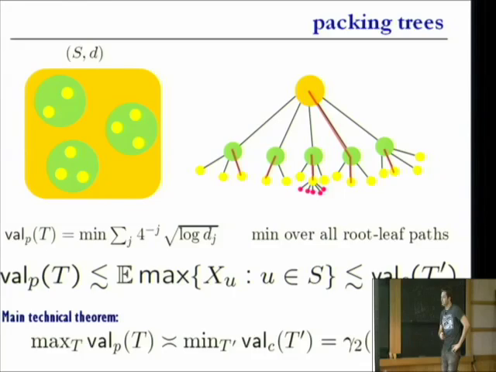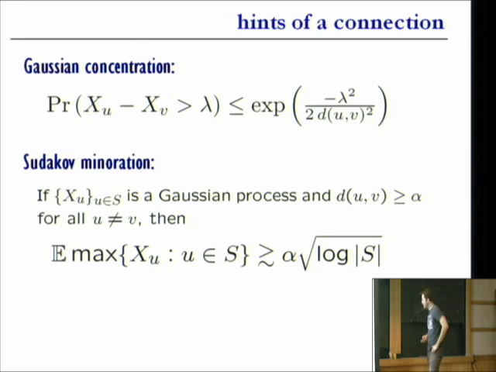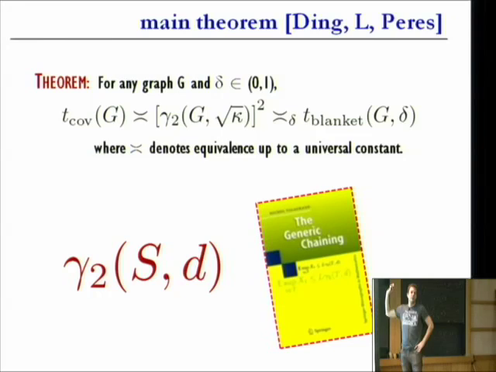Okay. So this is the theorem. Now let me try to tell you something about the proof of the theorem. The surprising thing is that this involves Gaussian processes and this involves a random walk on a graph, and it's not clear there's any connection between the two.